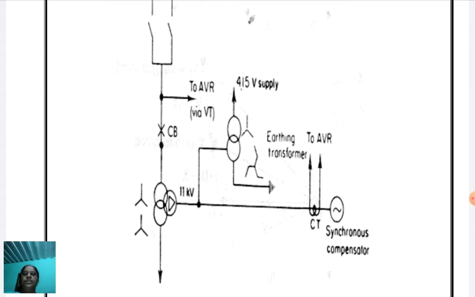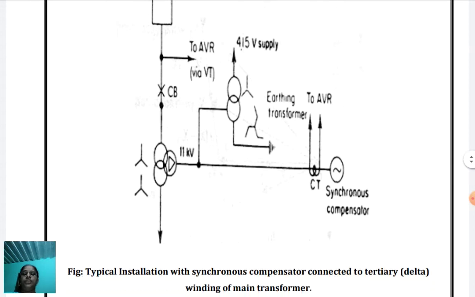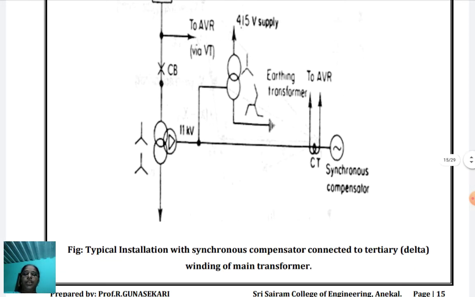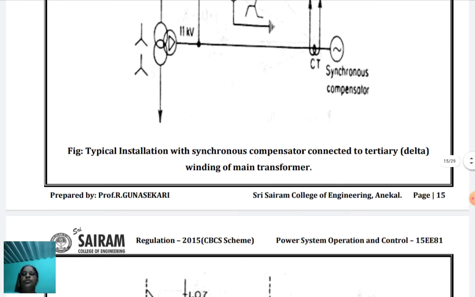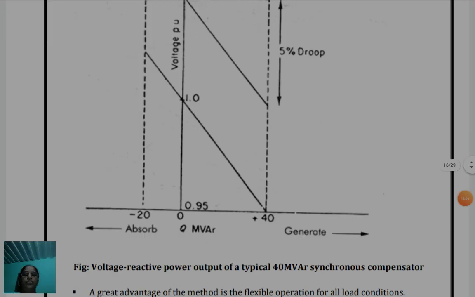That means the voltage is sensed by the automatic voltage regulator; that is the reactor only. And then next there is the synchronous compensator. This is the synchronous compensator connected to the tertiary winding, that is the delta winding of the main transformer. Already we studied the 3 winding transformer. Tertiary winding is always connected in delta connection only, which is used to avoid the unbalanced current only.